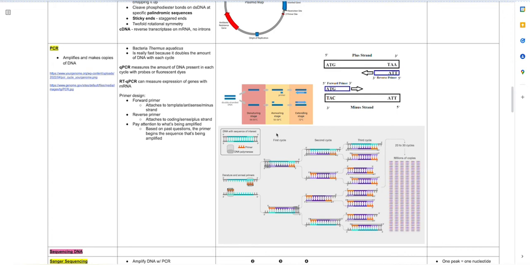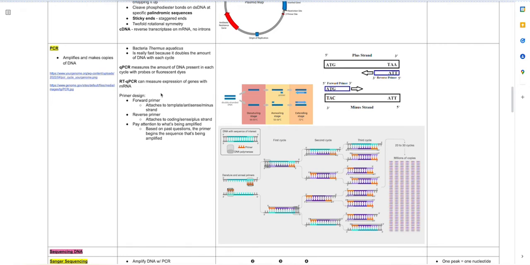So there are different applications of PCR. qPCR, which is quantitative PCR, measures the amount of DNA present in each cycle with probes or fluorescent dyes. And RT-qPCR, which is basically qPCR but with RNA, measures the expression of genes with mRNA. So it shows in a cell, this gene is being expressed a lot, this one's not really being expressed, right?